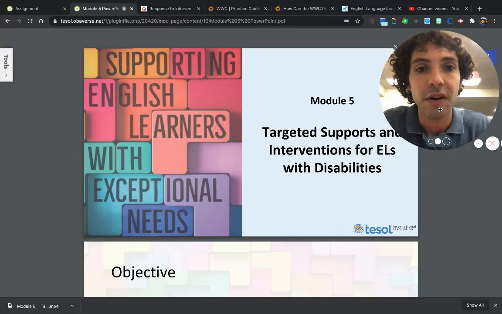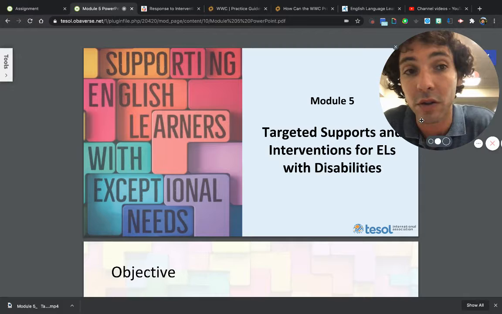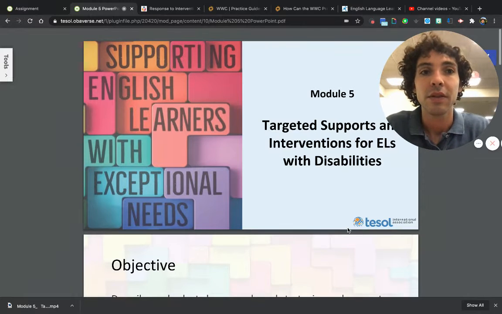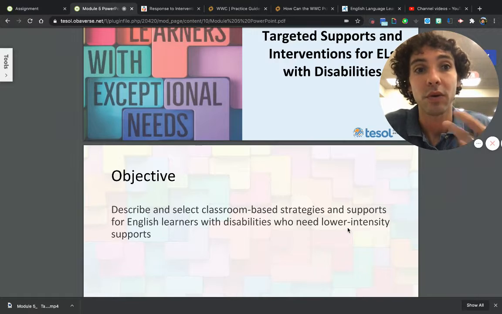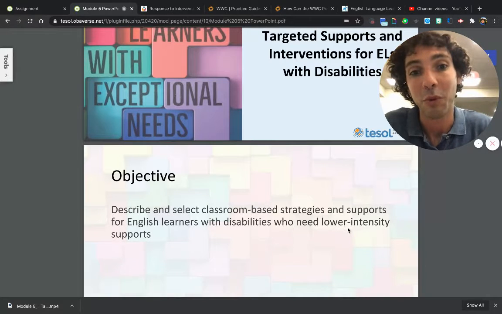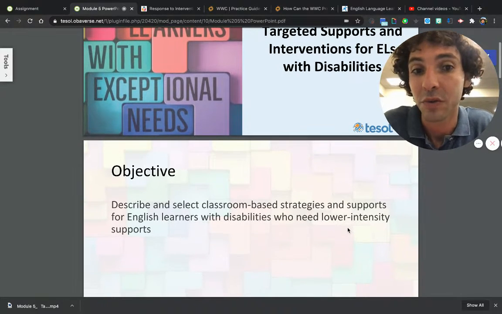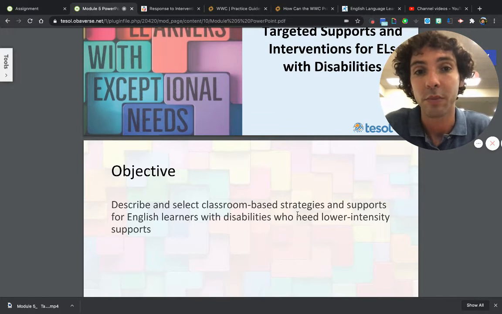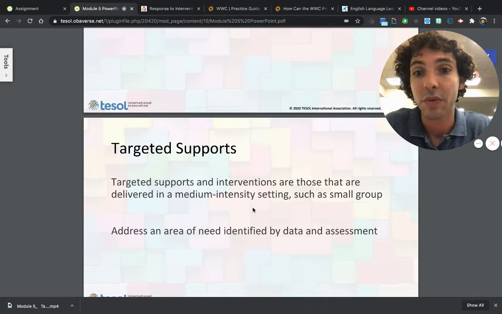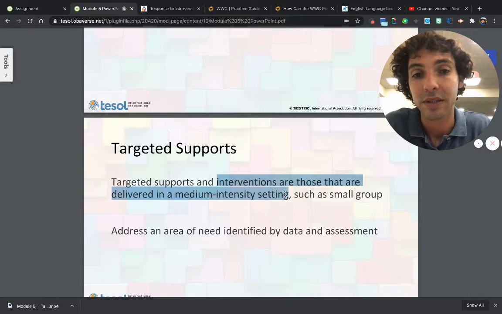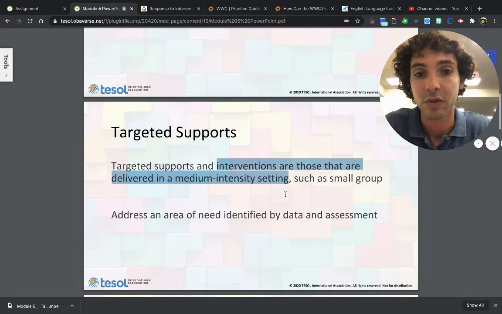So in Module 5, you are working on targeted supports and interventions for ELLs with disabilities. There's Tier 1, there's Tier 2, and there's Tier 3 disabilities or supports that you can offer. So for students with lower intensity needs, these are Tier 1 supports. And our objective is to think around medium intensity as well as lower intensity needs and how to support students.